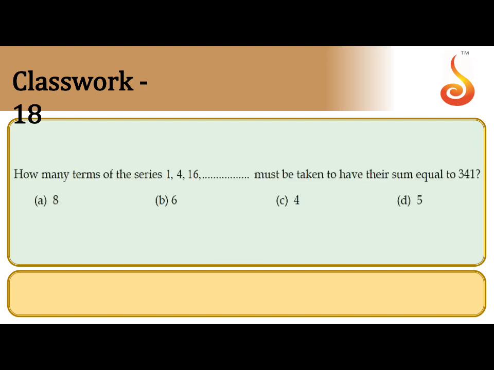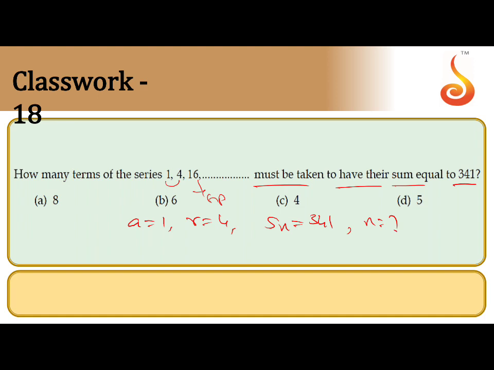Now, how many terms of the series must be taken to have their sum equal to 341? In the series, the first term A is 1, the second term is 4, then 16. 4, 4 squared means it's clearly a GP. In the GP, A equals 1 and R equals 4, and Sn is given as 341. So our job is to find how many terms there are.